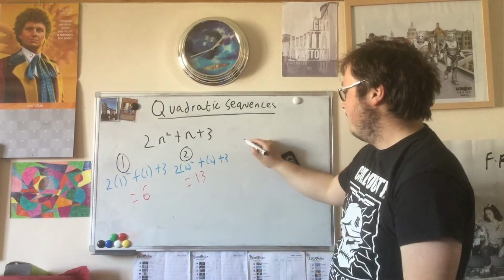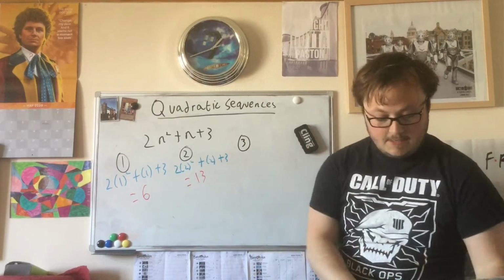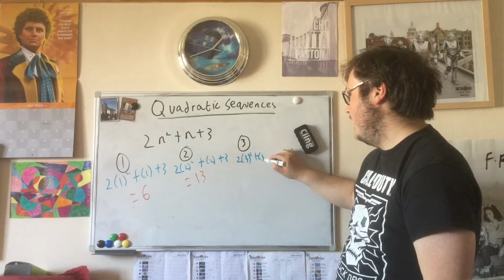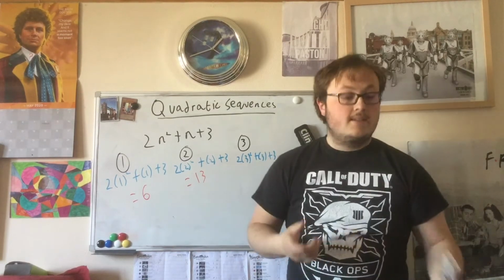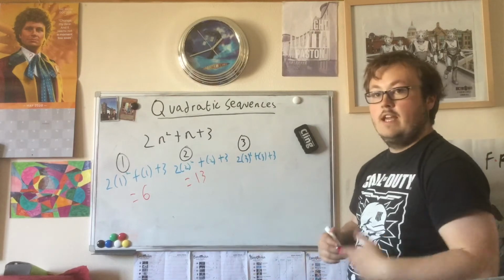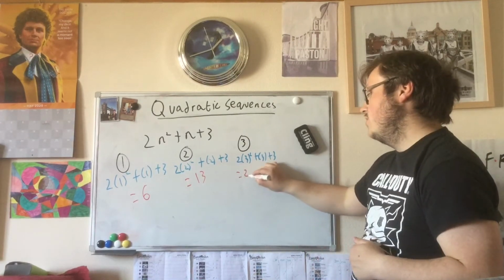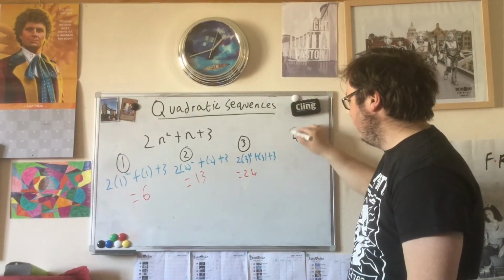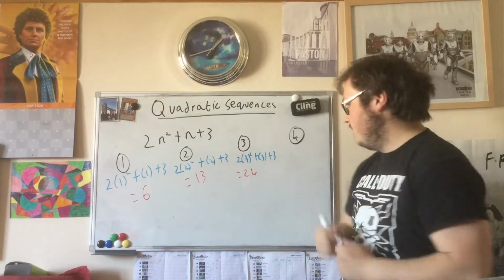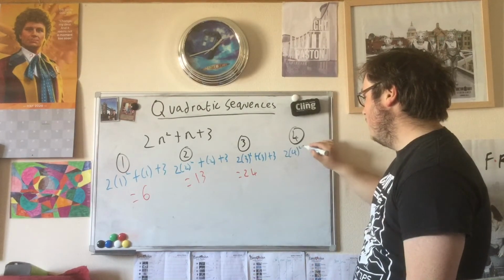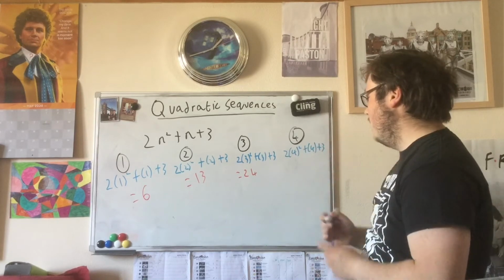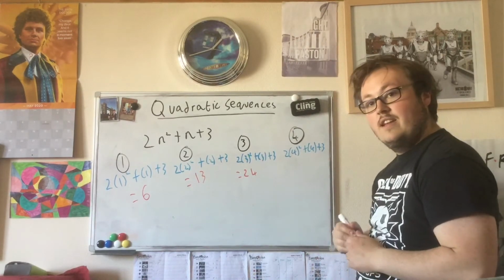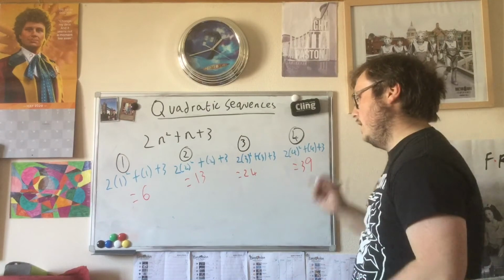Let's do the next one. So for the third term, it's 2 times 3 squared plus 3 plus 3 again. 3 squared is 9, 2 times 9 is 18, plus 3 is 21, plus 3 again equals 24. For term 4, you do 2 times 4 squared plus 4 plus 3. 4 squared is 16, 2 times 16 is 32, 32 plus 4 is 36, 36 plus 3 equals 39.